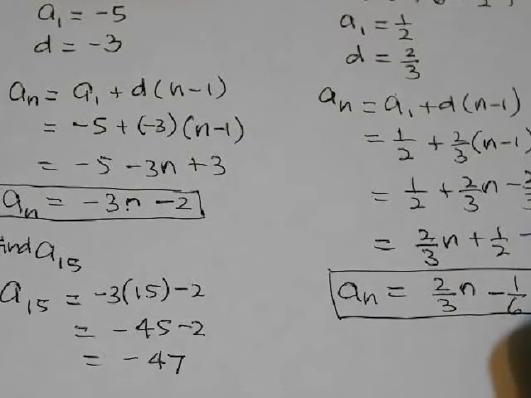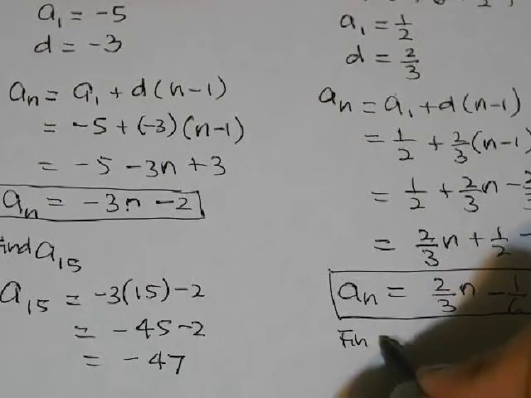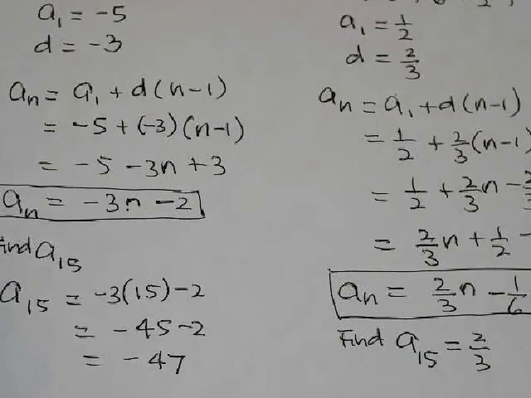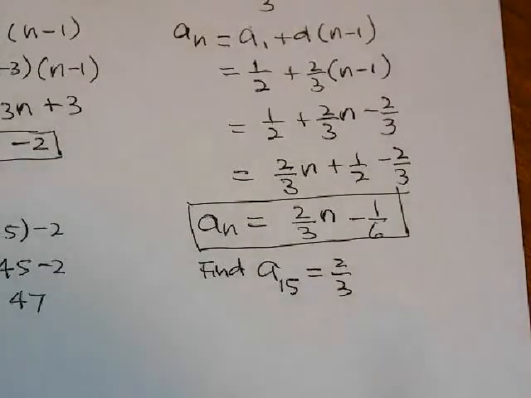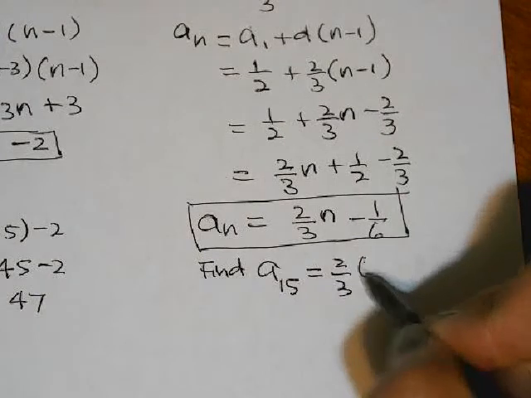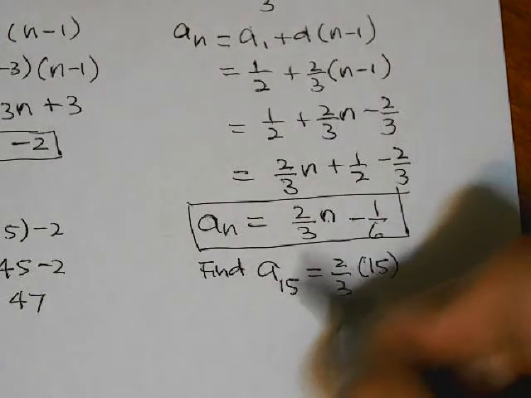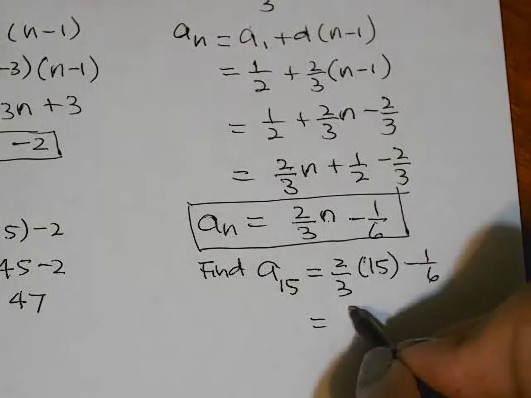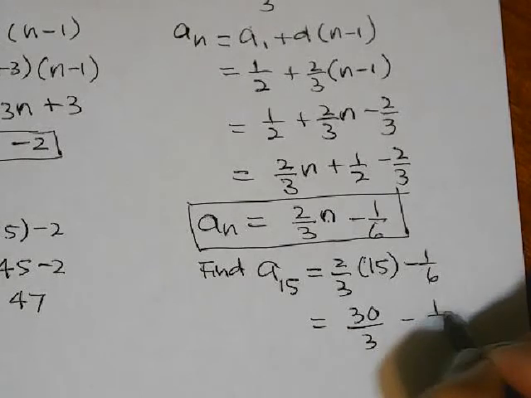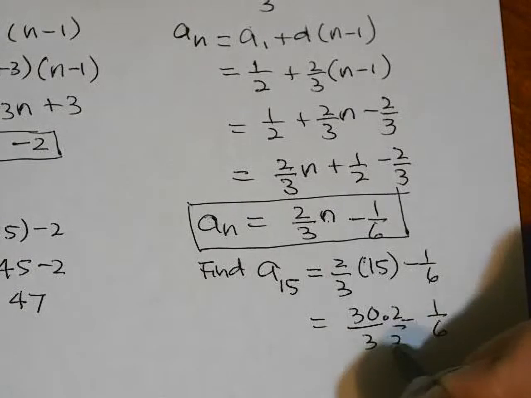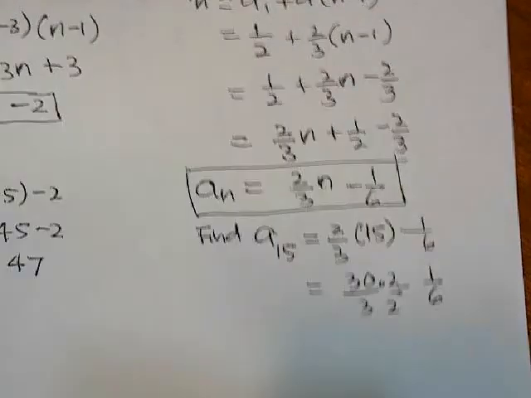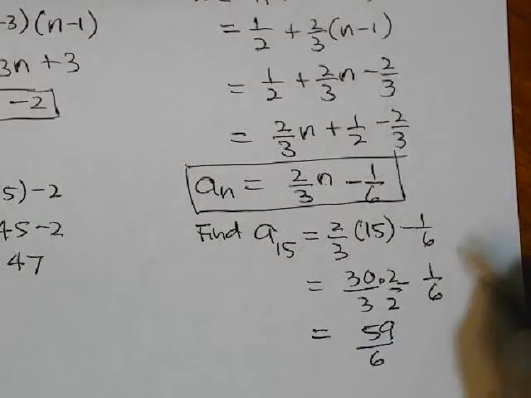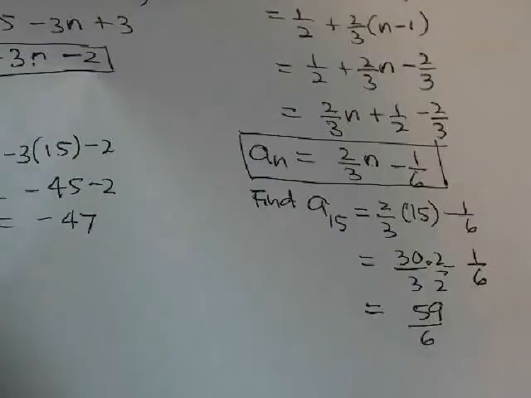So that is your a sub n. Let's find the 15th term for this one too. So a sub 15 will be 2/3 times 15, your n is 15 now, minus 1/6. So that will be 30/3 minus 1/6. Get the least common denominator, multiply that by 2/2. So that will give you 60 minus 1, which is 59/6. So that is our 15th term.